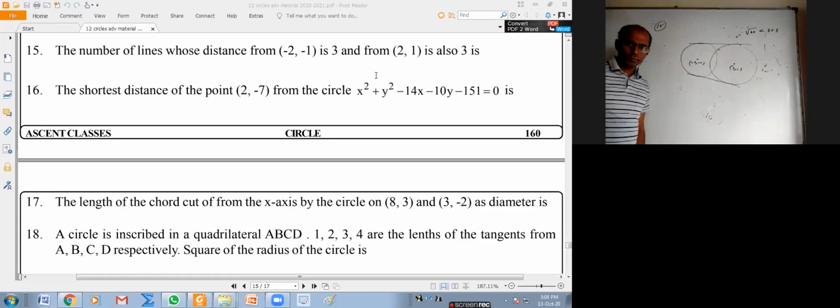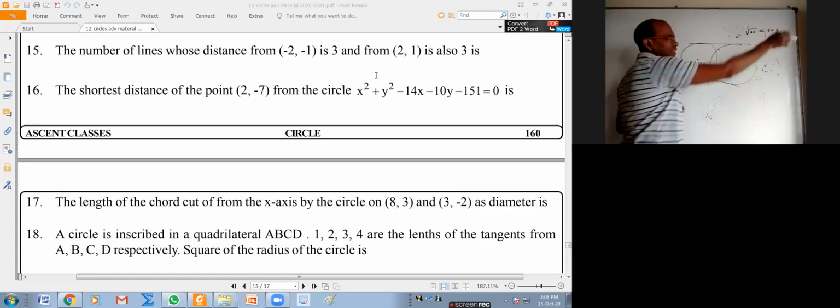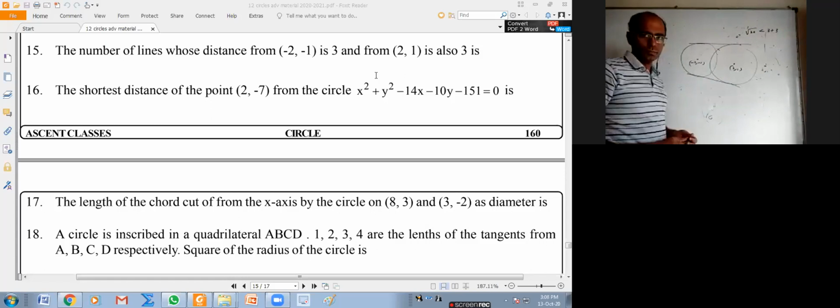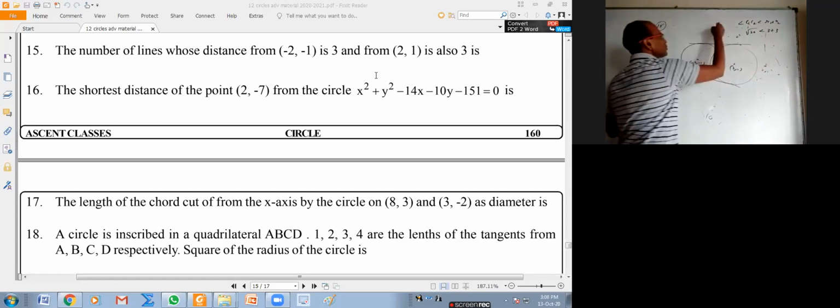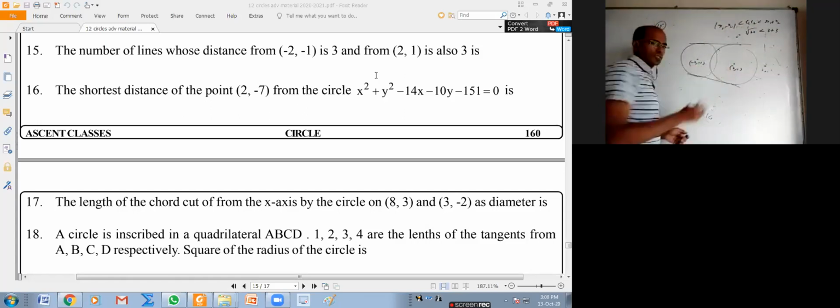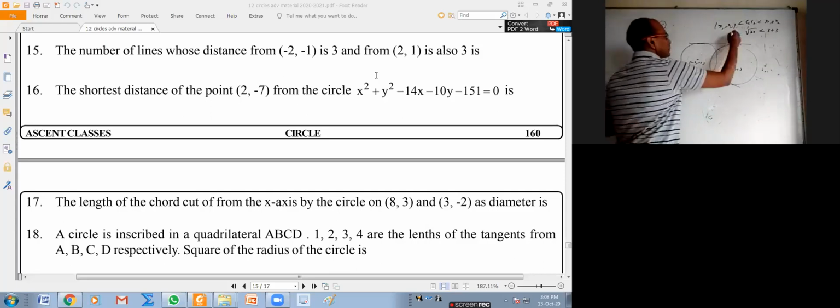Is it clear? So how can you know these two are intersecting, sir? That is the distance between the centers. When I found the distance between the centers, I got root 20, which is less than r1 plus r2. C1C2 is less than r1 plus r2, but more than r1 minus r2. More than 0 and less than 6, root 20. Yes, sir.